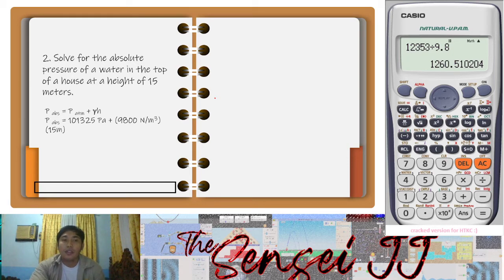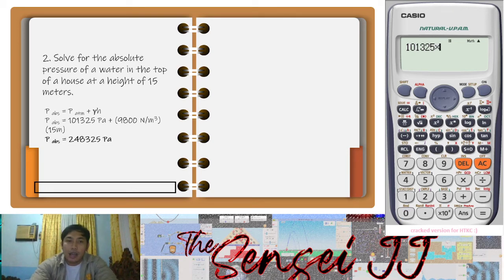Okay, so we will be having an absolute pressure of 248,325, or in other terms 248,000 kilopascal. Okay, so let's try to solve this one.